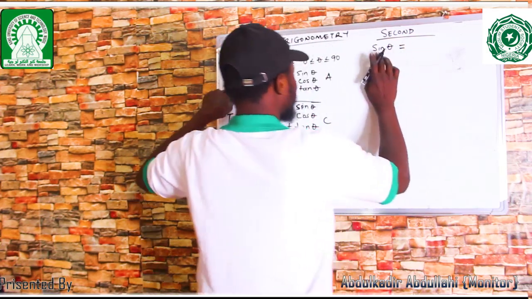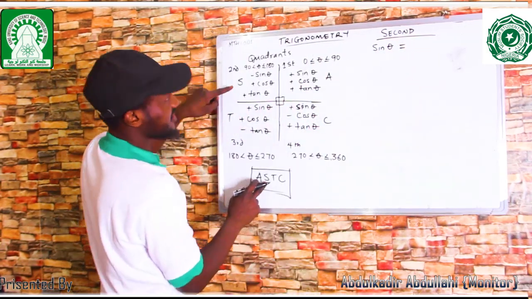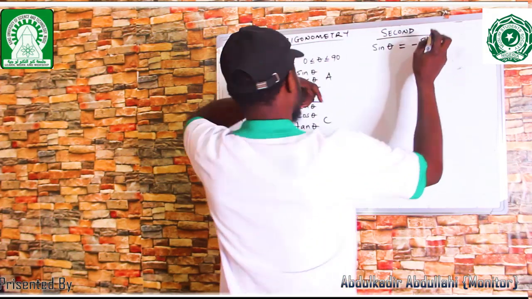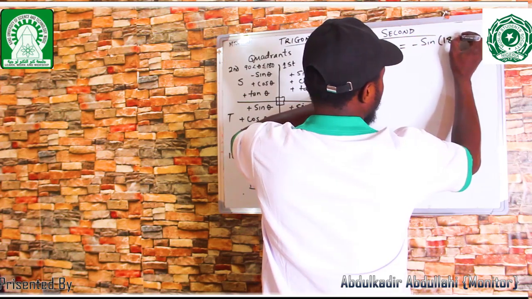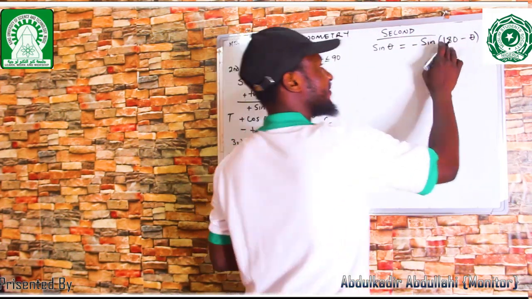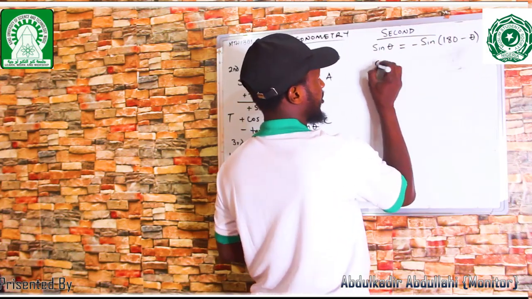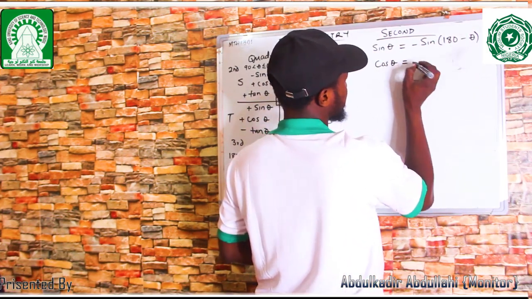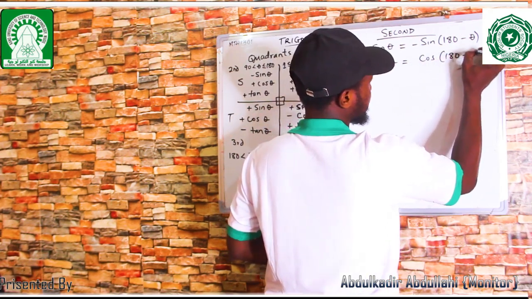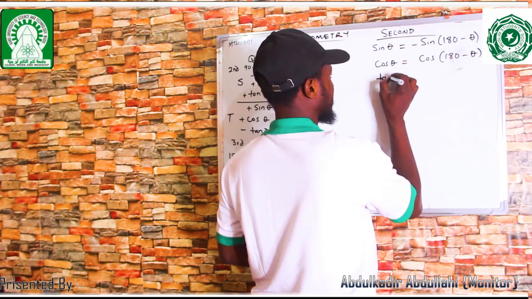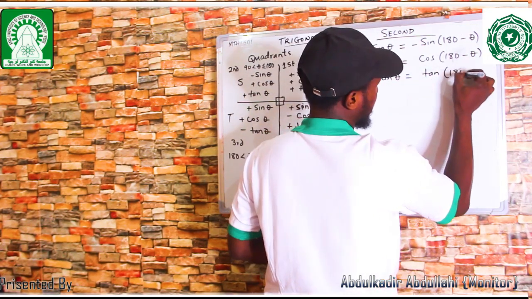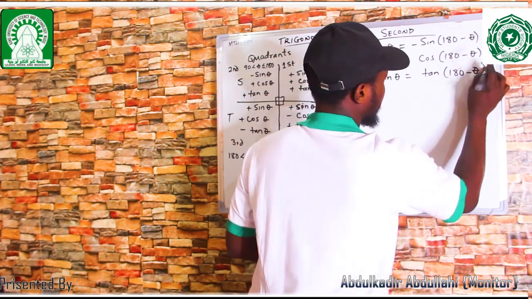you say it is equal to, you check sine. Sine in the second quadrant is positive. You start with positive sine 180 minus theta. The theta you are given, you subtract it from 180. Cos theta is equal to, cos is negative, so you use negative cos 180 minus theta as usual. Tan is also negative, then you have negative tan 180 minus theta.